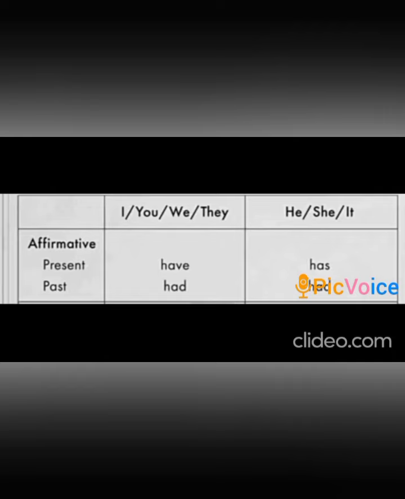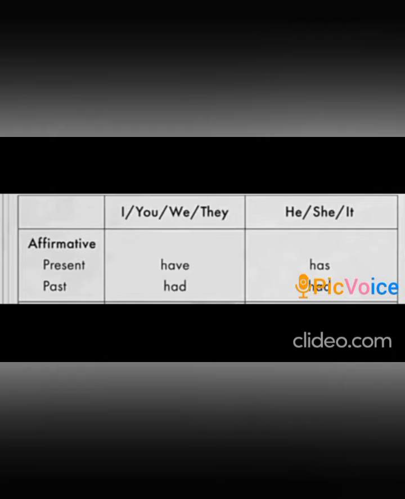Before going to present perfect tense, first you have to know the usage of has, have and had. If a sentence has I, you, we, they and plural as the subject, then you have to use have. If the sentence has he, she, it and singular as the subject, then you have to use has. For both have and has, had is the past tense form.